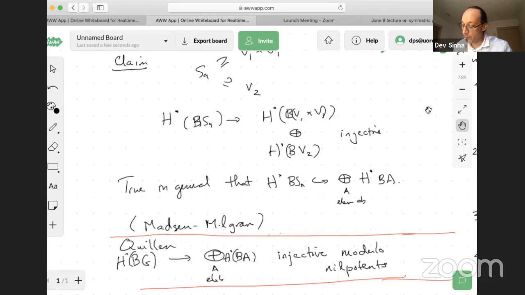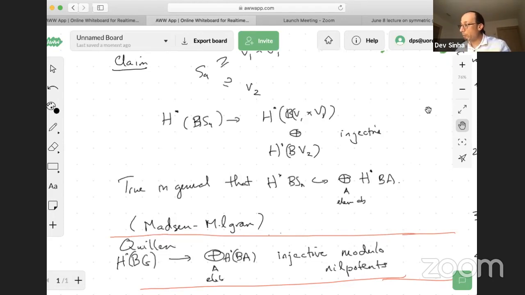Sorry, let me copy once more. So I've got the cohomology of BS4. And really what I wanted was, because it's the p-Sylow, it suffices, of course, to consider BS2 wreath S2. Let's first think about BV1, V1.